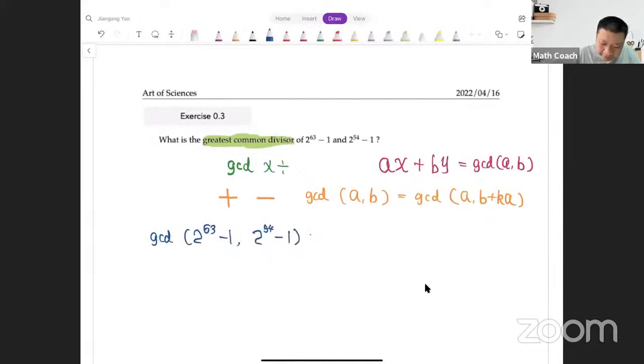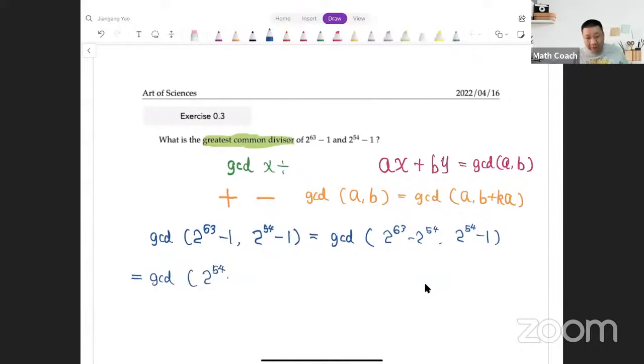We first take a difference. The good thing about it is that we just use the big number minus the small number, so it's easy to calculate. So 2 to the power of 63 minus 2 to the power of 54, and the remaining number is 2 to the power of 54 minus 1. For the first number we can do the factorization: there's a common factor 2 to the power of 54, and the other factor is 2 to the power of 9 minus 1.